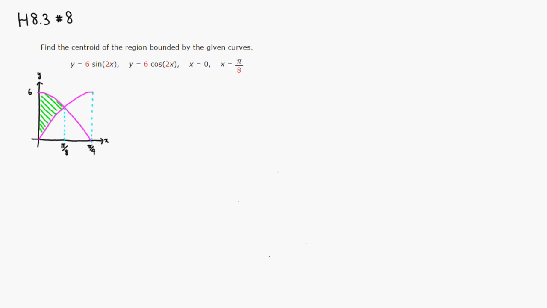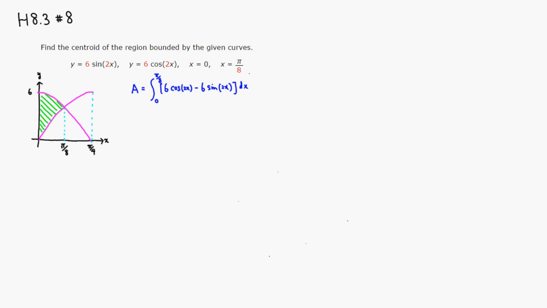So first thing we do is find the area. Area A is going to be the integral from 0 to pi over 8 of, the top curve is a cosine curve, so 6 cosine of 2x minus 6 sine of 2x, with respect to x.